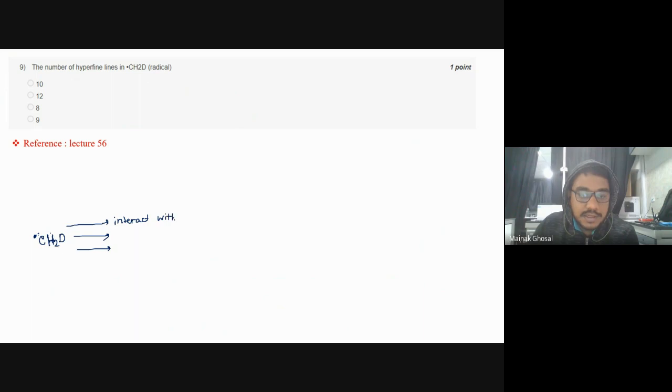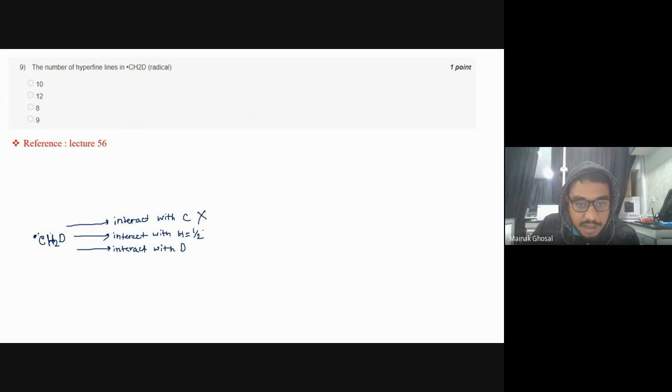with carbon, interact with hydrogen. This electron can also interact. There is a very large chance that it can interact with deuterium. Okay. But for interaction with hydrogen, carbon is not possible. Why? Because carbon is EPR silent. Okay, it does not show EPR signal. But interaction with hydrogen is possible and interaction with deuterium is possible.